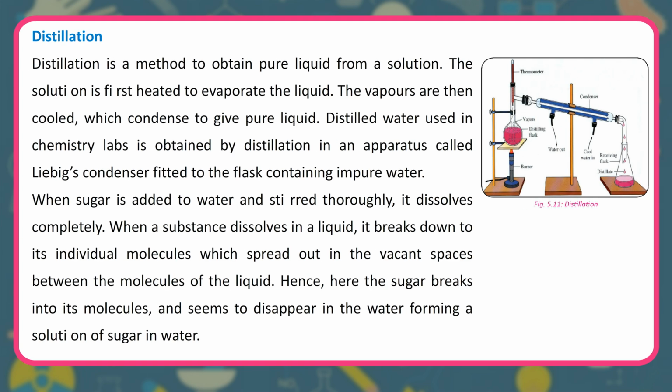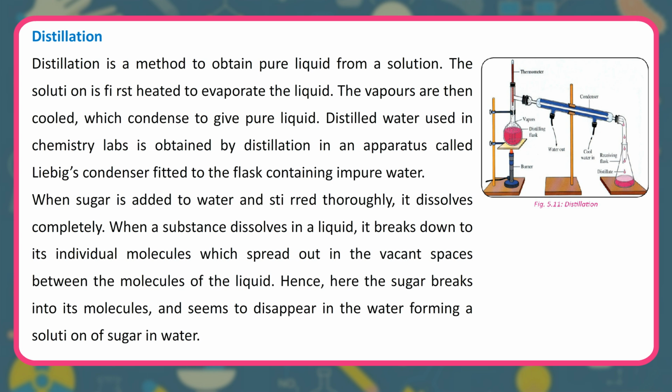Distillation. Distillation is a method to obtain pure liquid from a solution. The solution is first heated to evaporate the liquid. The vapors are then cooled, which condense to give pure liquid. Distilled water used in chemistry labs is obtained by distillation in an apparatus called Liebig's condenser fitted to the flask containing impure water.